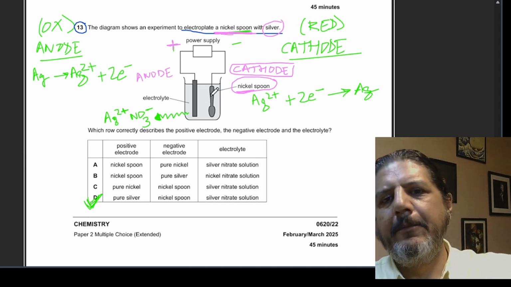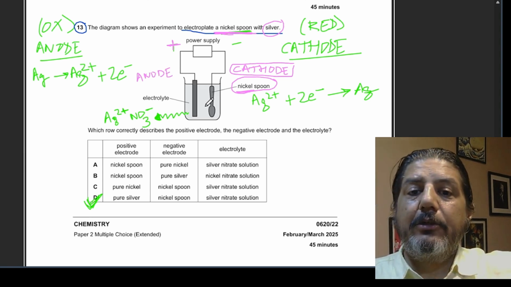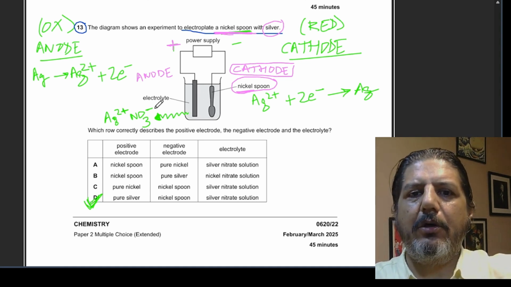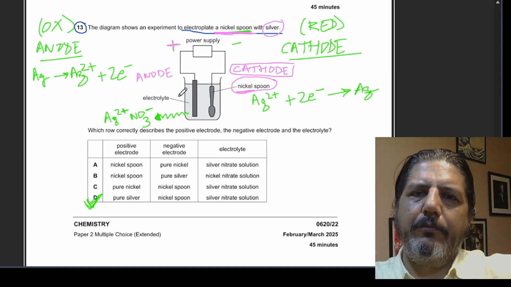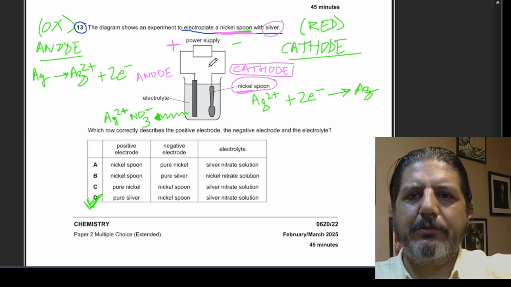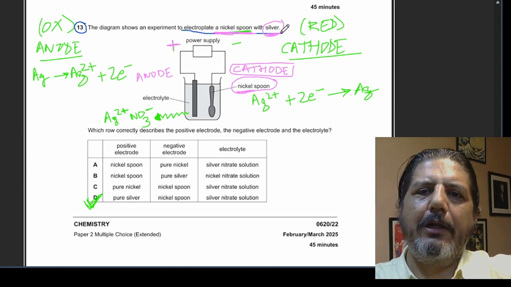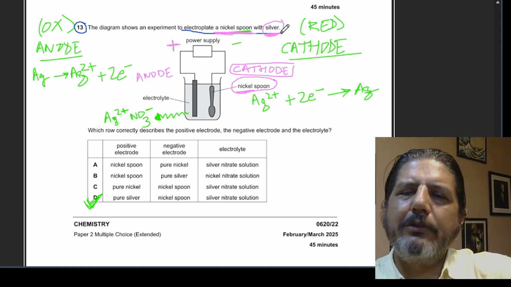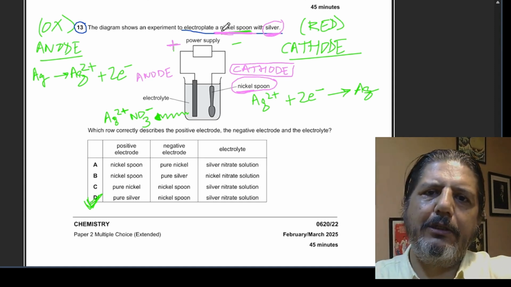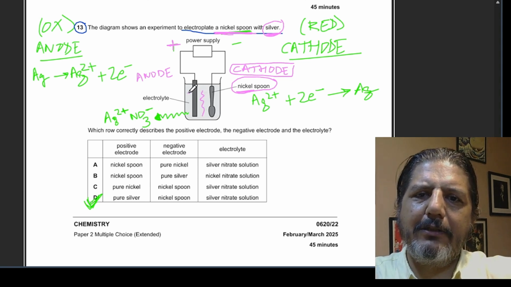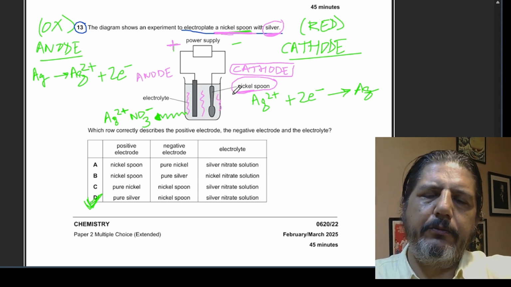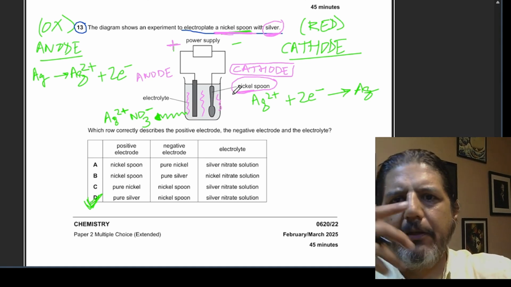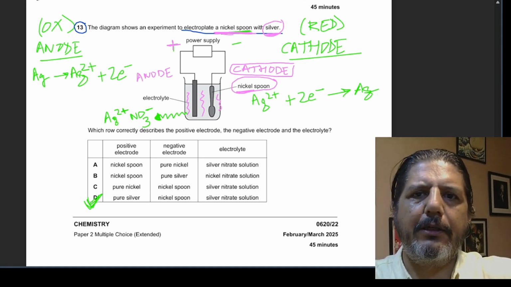Always remember that. The other thing that you need to understand is that the electrolyte should be a sort of the material with which you want to electroplate. So for example, if I want to electroplate a spoon with silver, then there should be a salt of silver in the electrolyte. So these are the few things that you should remember whenever you are doing electroplating questions, because these are common questions that can be asked. So now let us look at the question again.